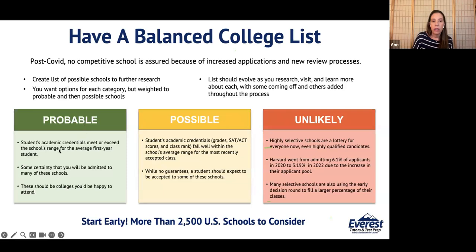Probable is where the student's academic credentials meet or exceed that school's range for average first year students. So that means the average incoming GPA and test scores, your child's GPA and test scores exceed those numbers. And there is some certainty you will be admitted to many of these schools. They should not just be on your list because they are a safety school. They should be on this list because that school has something to offer you. You are comfortable in that environment, you like the program, and you would be happy to attend there.